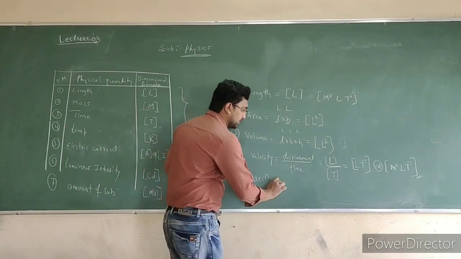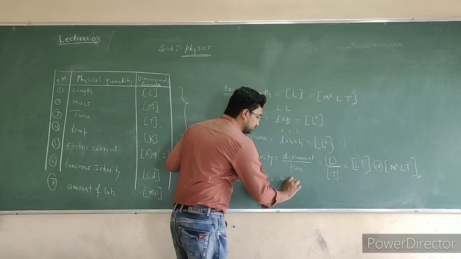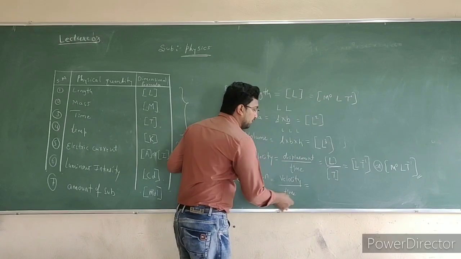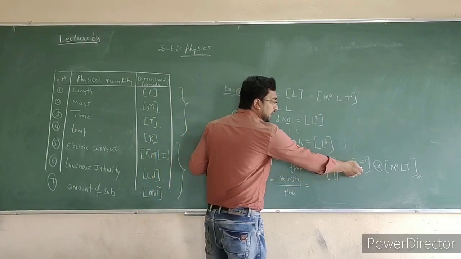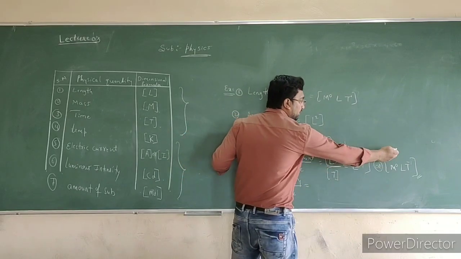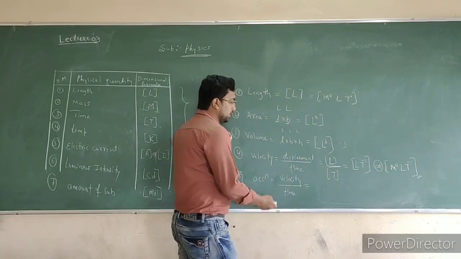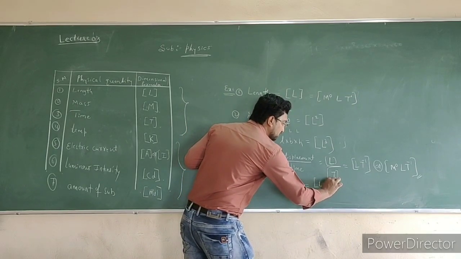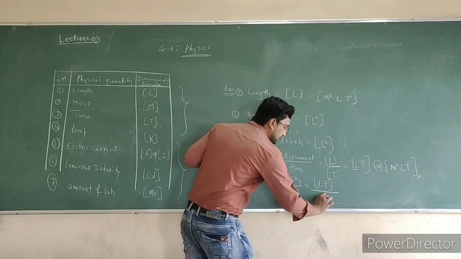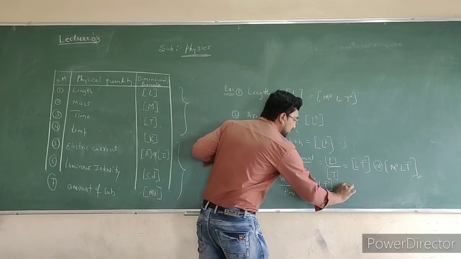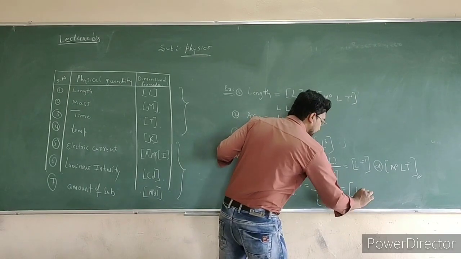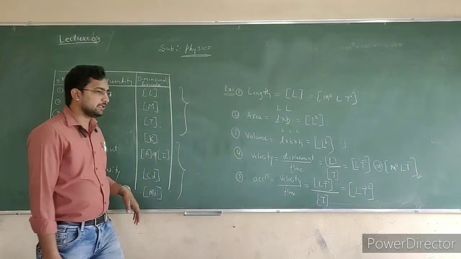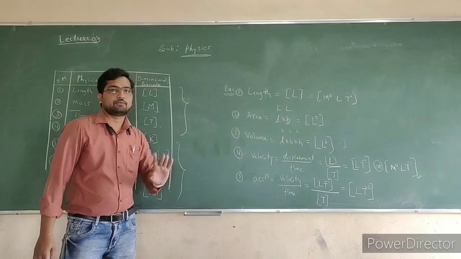The formula to calculate acceleration is velocity by time. Here, the velocity dimension formula is L T to the power minus 1, or M to the power 0, L T to the power minus 1, divided by the time, that is capital T. So then the dimension formula for acceleration is L T to the power minus 2. So this is the dimension formula for acceleration.